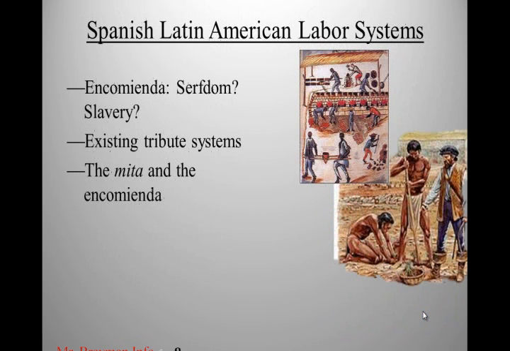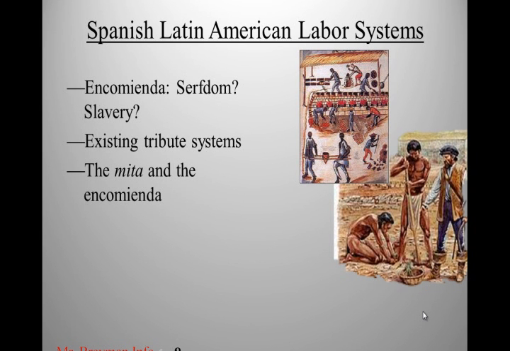All right, so let's turn our attention to labor systems in Spanish Latin America. Slavery was important in Brazil and in the Caribbean, and it certainly happened in Spanish Latin America, but not as much. And this is part of why we don't have as big of African American populations in the Spanish-speaking parts of Latin America.